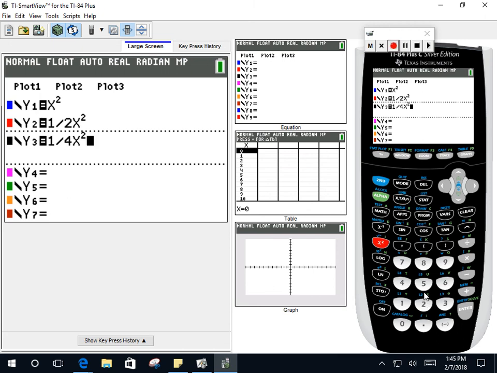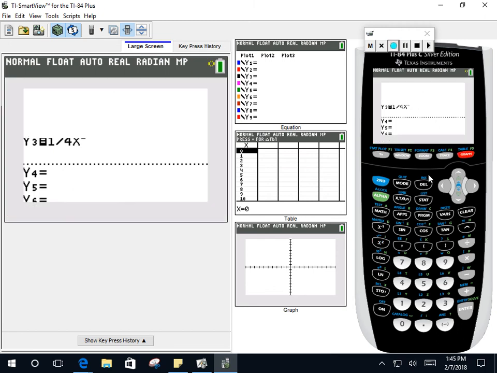Okay, so remember, with the parent function, the number out in front of this x squared is a 1. So now the a value is a 1/2, and now the a value is a 1/4, which is smaller, right? This is the smallest number, and then that's the next smallest, and then of course 1 is the largest.